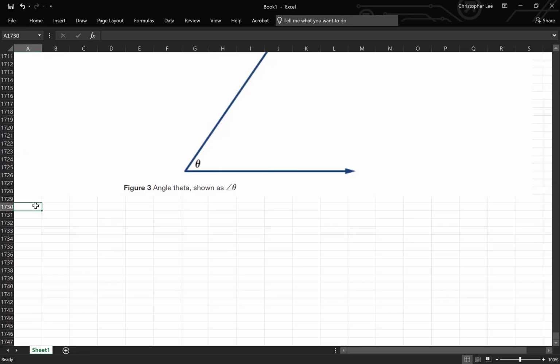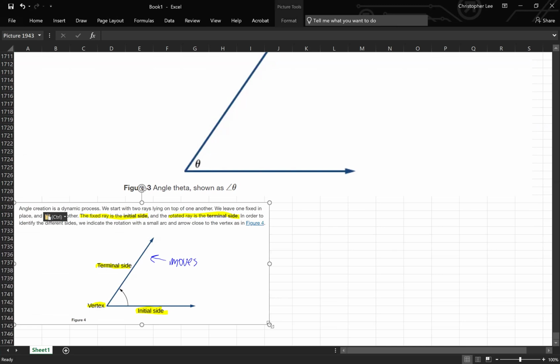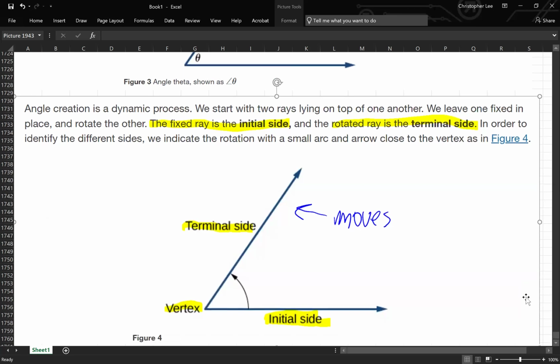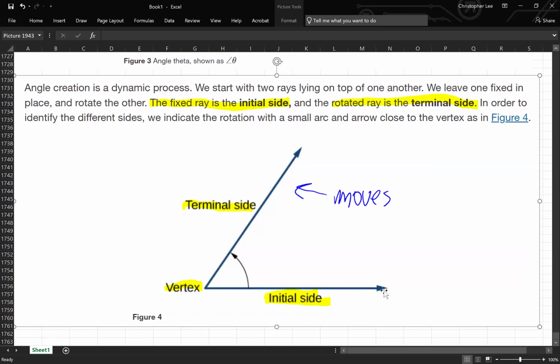All right, next. Angle creation is a dynamic process. We start with two rays lying on top of one another. We leave one fixed in place and rotate the other. The fixed ray is called the initial side, the starting point, and the rotated ray is the terminal side. To identify the different sides, we indicate the rotation with a small arc and an arrow close to the vertex. Here's your initial side. This doesn't move. And then as we come away from it, this is our terminal side where we're going to stop. This arrow indicates that it's moving.